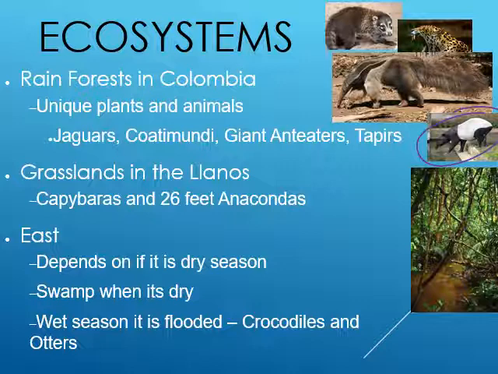Okay. And so, in the llanos, there are grasslands, and in the grasslands you see capybaras, and capybaras are the largest rodent in the world. We'll see a capybara and an anaconda, and we'll actually see an anaconda eating a capybara on a video that we'll watch in class. But anyways, it's the largest rodent, and they're very big. Think of a rat except the size of a small horse or a really large dog.